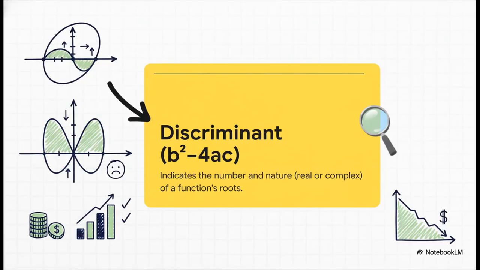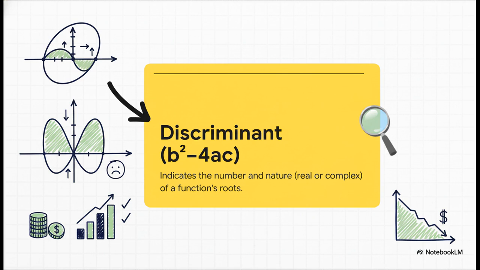Now this one's really interesting. The discriminant. It might sound a bit technical, but it comes from the standard quadratic form, that ax squared plus bx plus c we talked about. The discriminant is just that little piece, b squared minus 4ac. But the value of that little piece tells you a powerful story about your break-even points, the points where your profit is exactly zero.